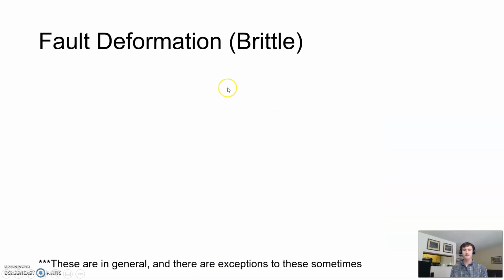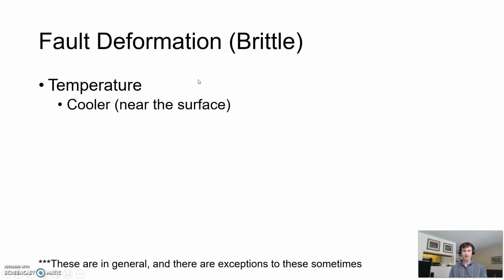Here. So faults are an example of brittle deformation. So cases where we have breaking, not bending, brittle deformation. This tends to be more common in cases where we have lower temperatures, so we're closer to the surface, because as we get deeper, things tend to get hotter.